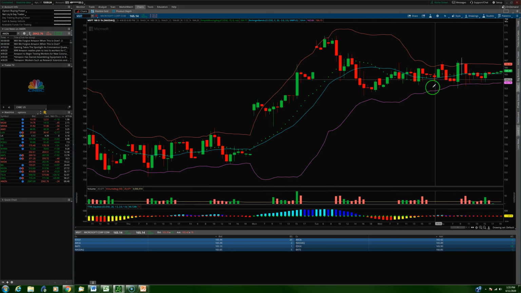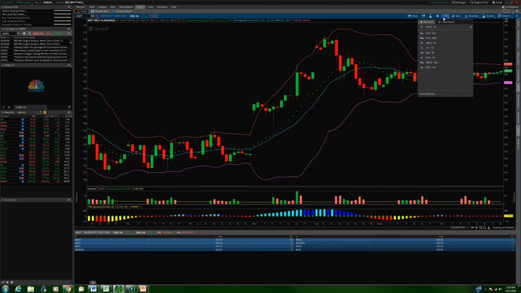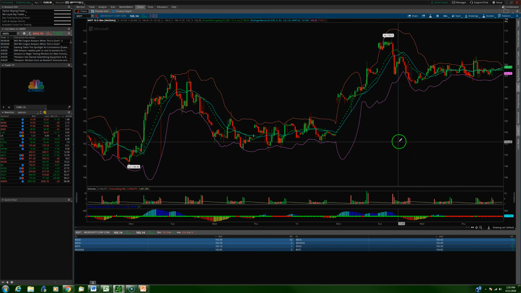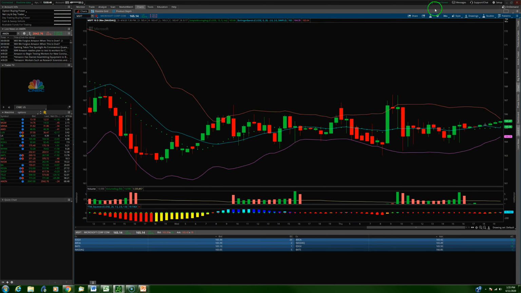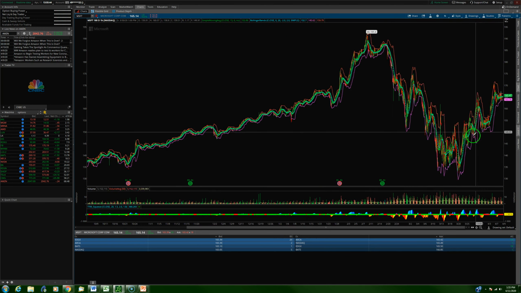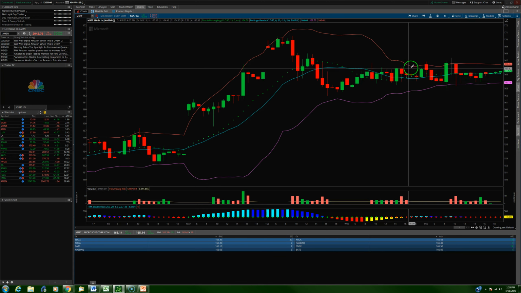Beautiful squeeze on the hourly chart. It's been squeezing for a while now. The longer it squeezes, the better likelihood of there being a good move. What I also like about Microsoft, guys, is you've got a squeeze on two time frames right now. You've got a squeeze on the hourly chart as well as the 30-minute down here. I like that a lot. The more time frames a stock is squeezing on, the better. So we've identified the squeeze visually with the Bollinger Bands as well as with the indicator itself.